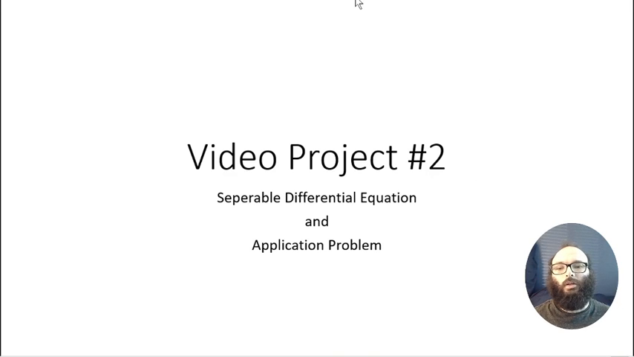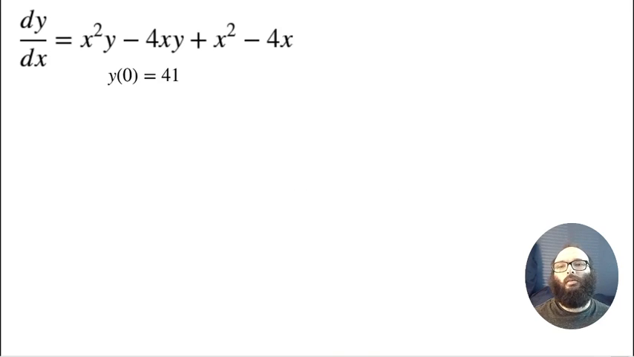Today we will be working on a separable differential equation and an application problem, which is actually also a separable differential equation, just a specific case of one, a little more based on some real-world situation. We're going to go ahead and get right into it.